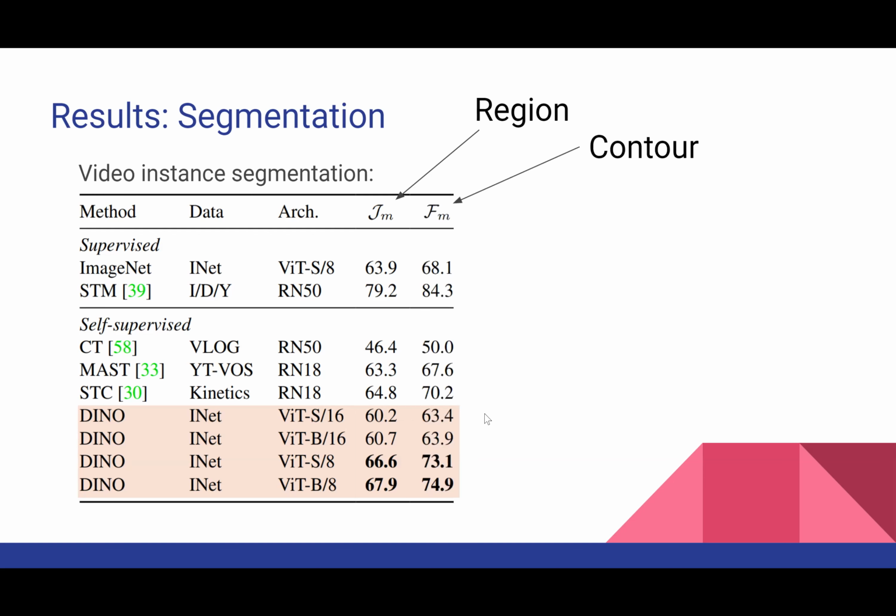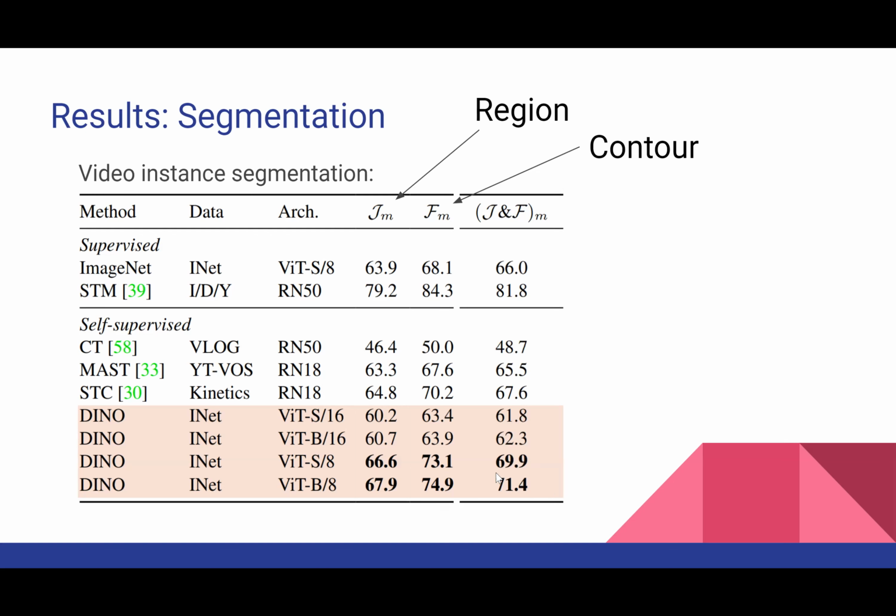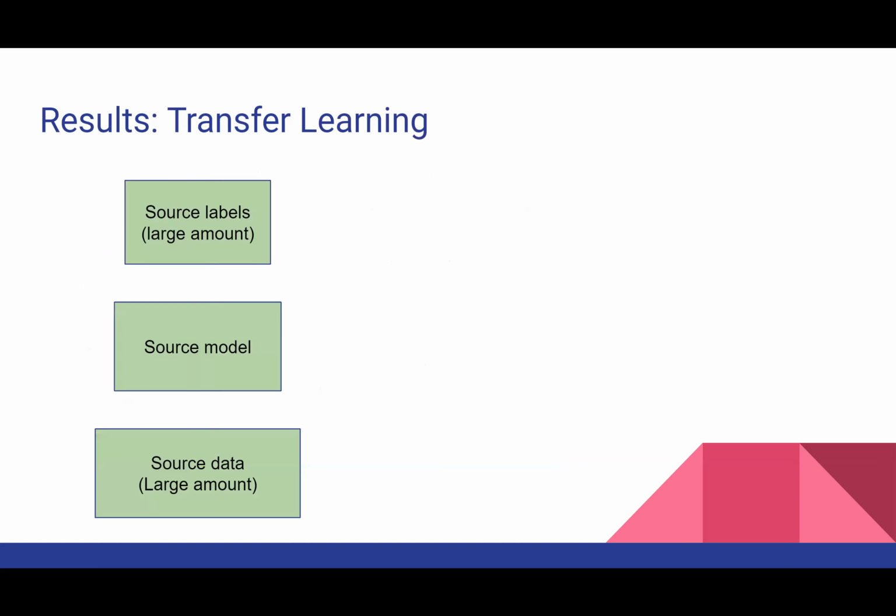Then for contour, the highest score is still with this published method here. But we can see there's a pretty large improvement from the self-supervised methods to Dyno, usually 4 points. And if we mix that together, we see the same results again. And then they did an ablation study. Sorry for that. Next up, we're going to talk about transfer learning, which is another thing they did to test the results of Dyno.